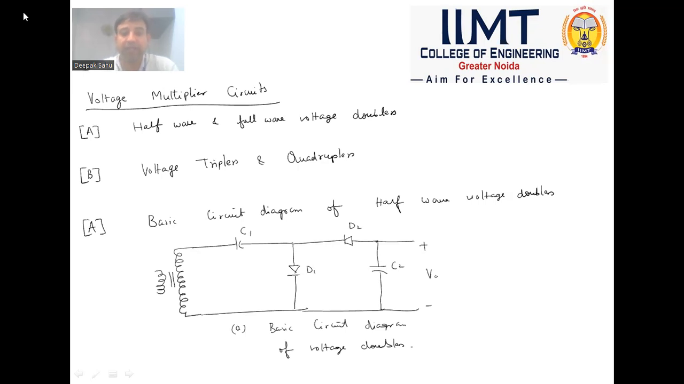So here in the first slide, we can see there are two types of voltage multiplier circuits mentioned, half wave and full wave. And also there is an advanced type, voltage triplets and quadruplets. So let us begin with a half wave, see its merits and demerits, and how they are overcome in full wave voltage doubler circuits. Thereafter, we will move on to voltage triplers and quadruplers.